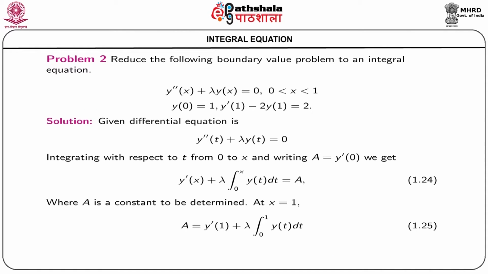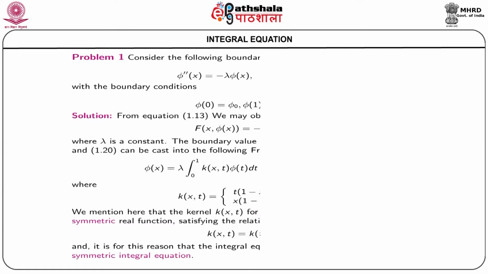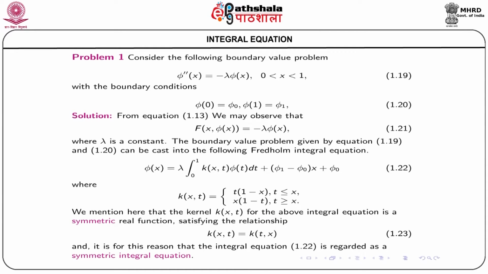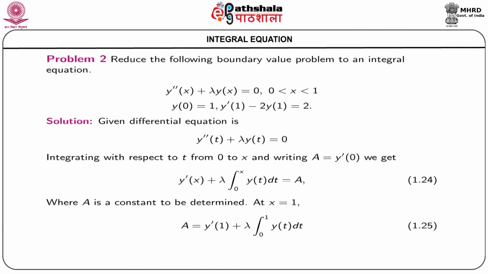Next, we go to problem 2. In this problem, the governing differential equation is y''(x) plus lambda y(x) equal to 0, 0 less than x less than 1, and the boundary condition is given by y(0) is 1, but y'(1) minus 2y(1) is equal to 2. The governing differential equation is same as 1.19, but here the boundary conditions are more complicated. So, we shall reduce this boundary value problem to Fredholm integral equation of second kind.